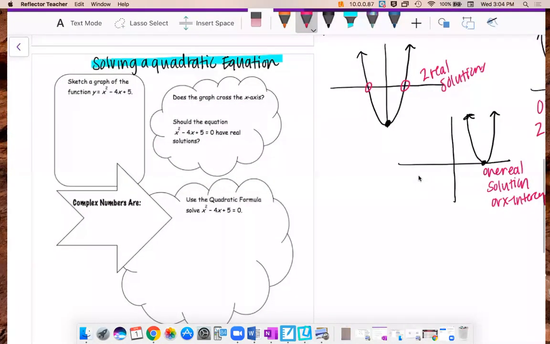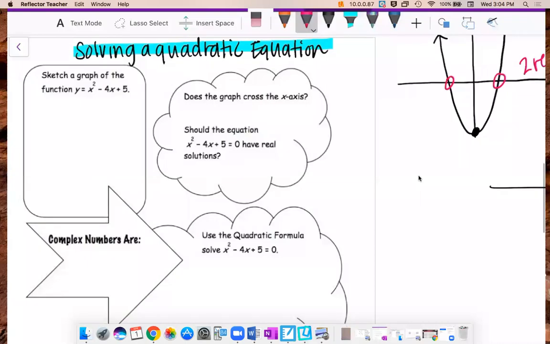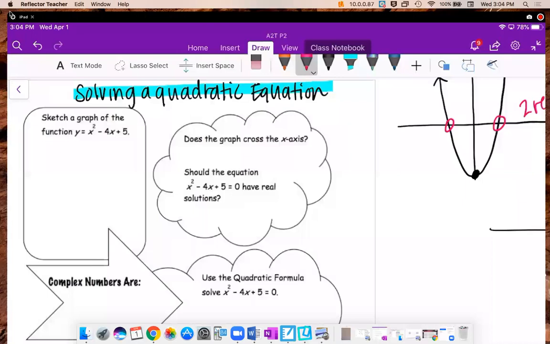So we're going to go through one. And what we're going to do is plug this equation into our calculator, sketch a graph, and then go from there. So let me pull up my calculator here.